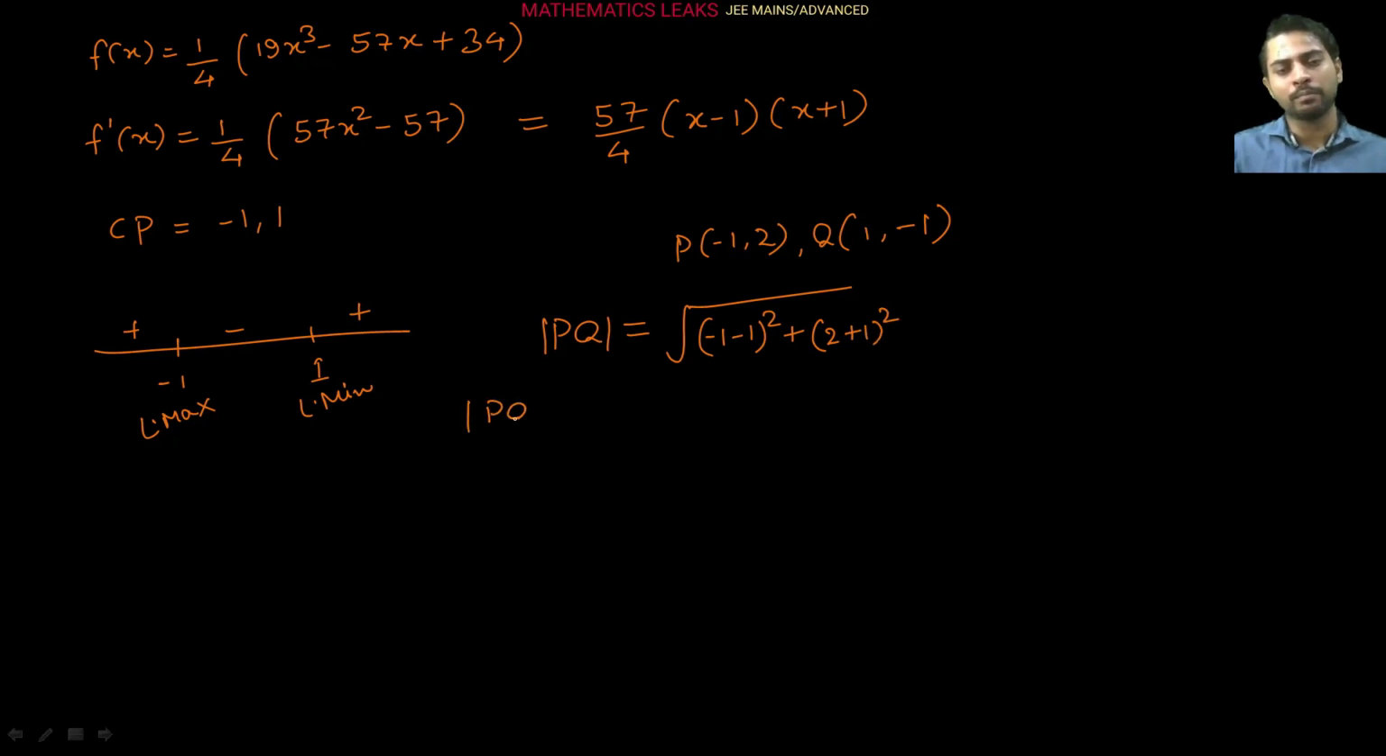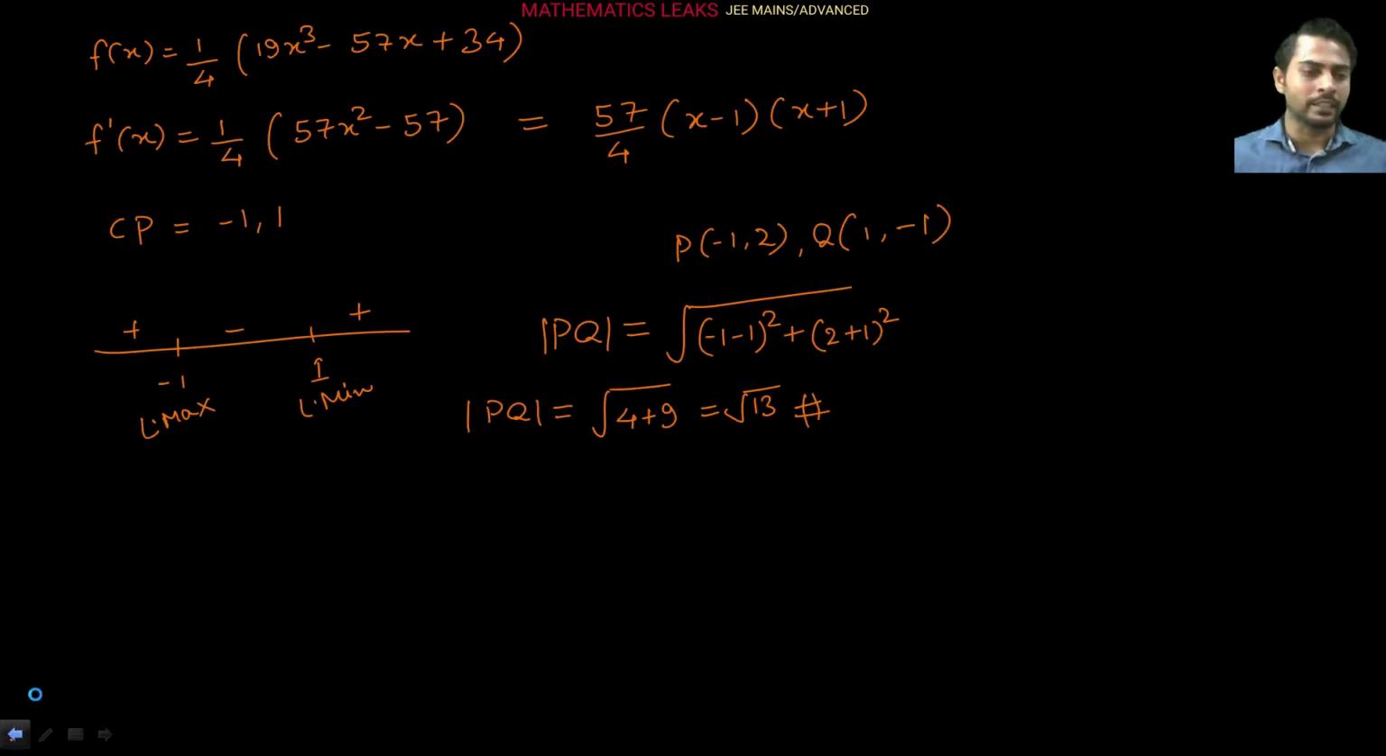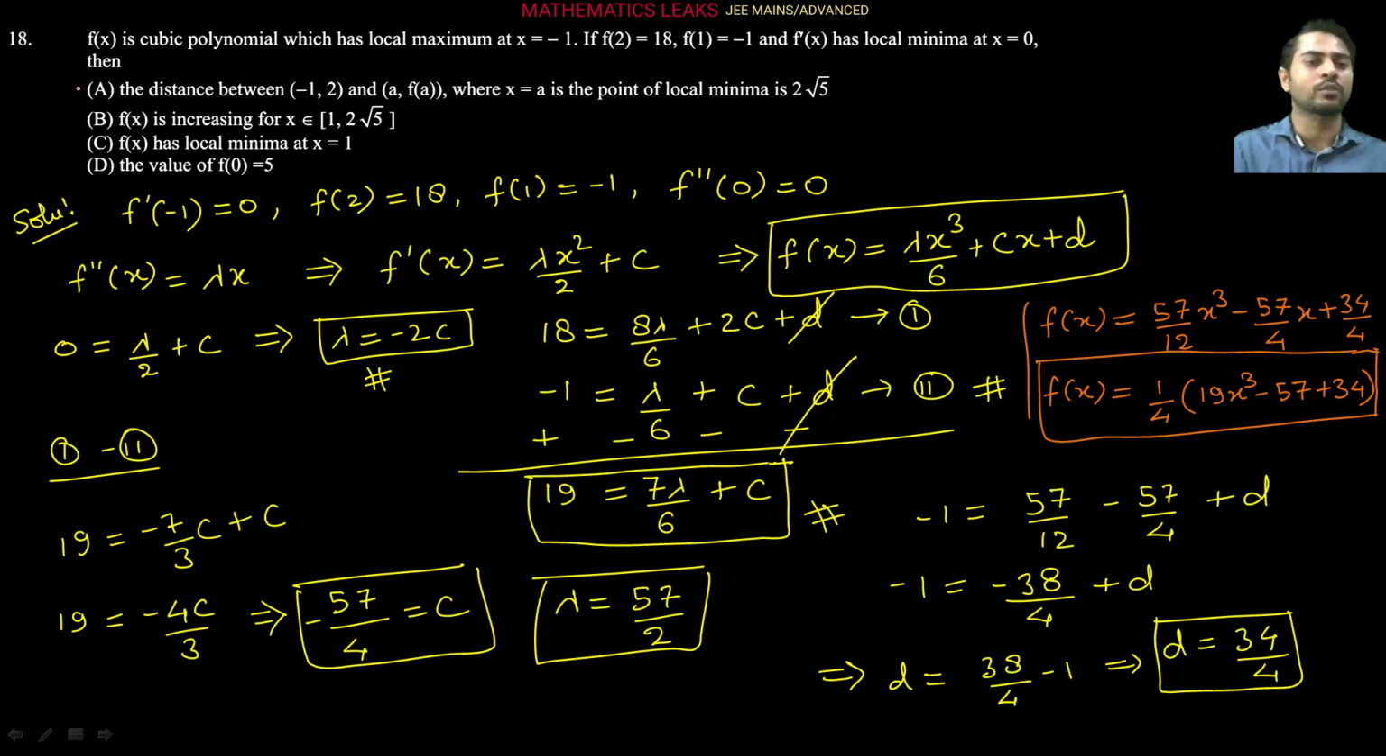So we are getting the distance PQ is basically, this is 4 and that is 9, so that is root 13, right? And that is root 13. So the distance between (minus 1, 2) and (a, f(a)) is root 13. It is saying 2 root 5 here, so option A is absolutely wrong, right?